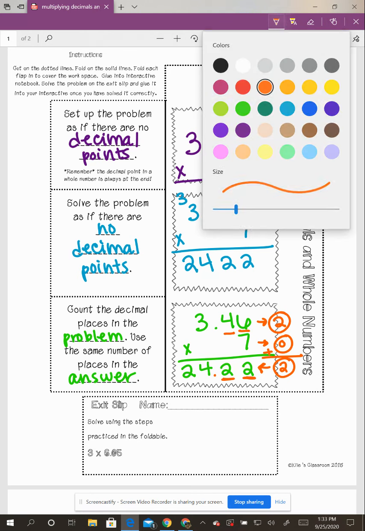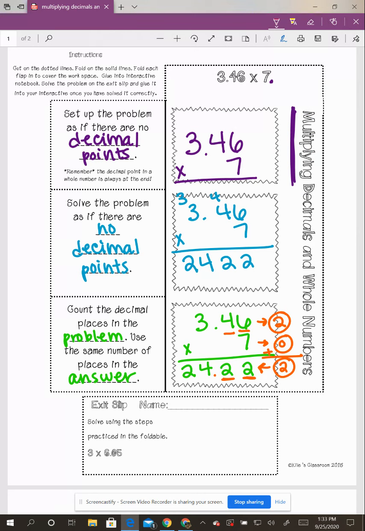Go ahead and take a second, pause the video, and try doing the exit slip at the bottom on your own. If you don't have a paper version in front of you, find a scrap sheet of paper and copy the problem: 3 times 6 and 5 hundredths. Pause the video and then come back and I'll show you how to find the answer.